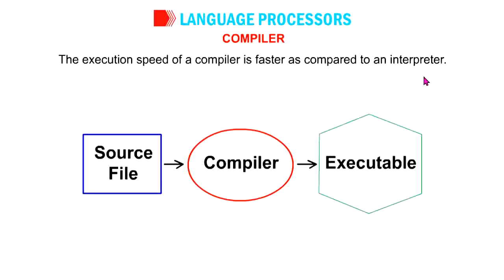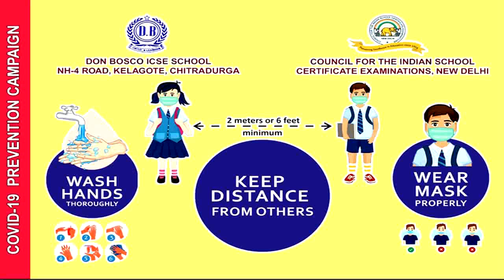I am concluding today's class, briefing today's points. Computer languages: there are 4 generations of computer languages: machine language, assembly language, high-level language and 4th generation language. Then language processors like assembler, compiler and interpreter.